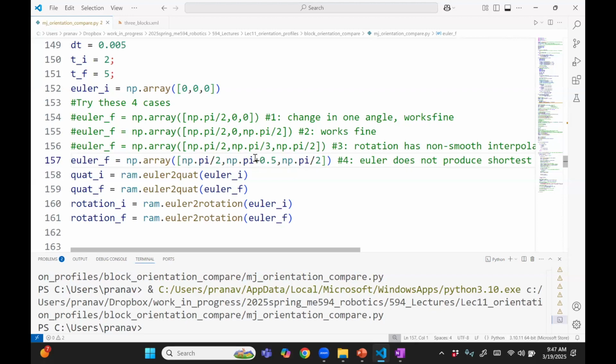Now we can take the fourth example, and this is going to be interesting because now I go through the singularity. Remember, the singularity for Euler angles 1 to 3 is when the middle one is 90 degrees. So I go from 0 to 180 plus 0.5.